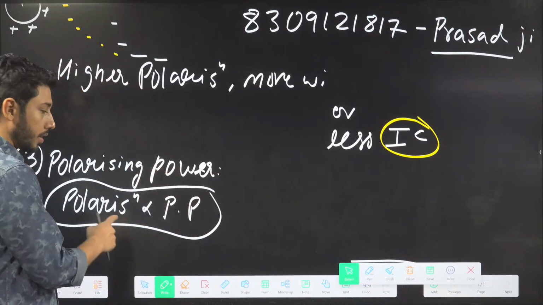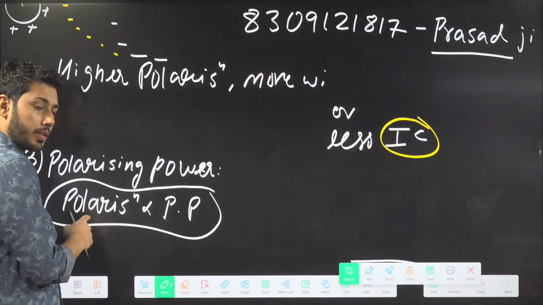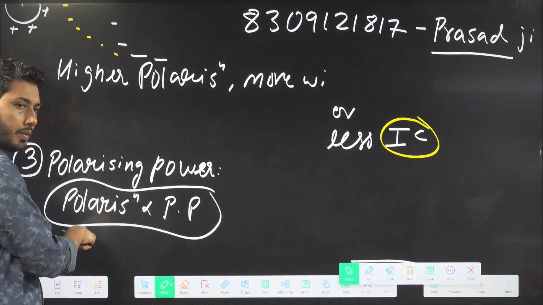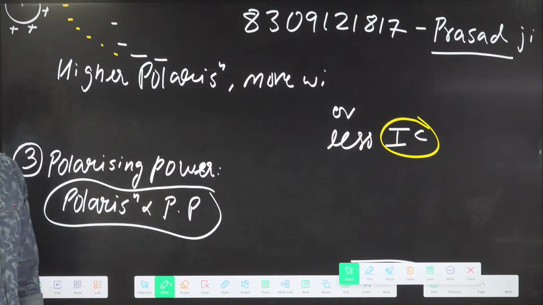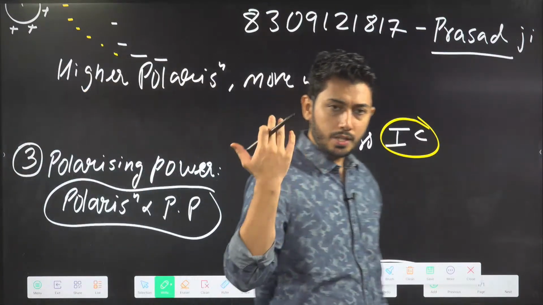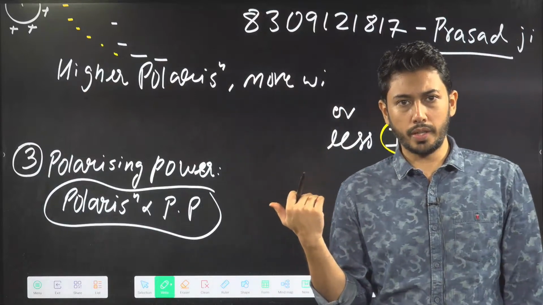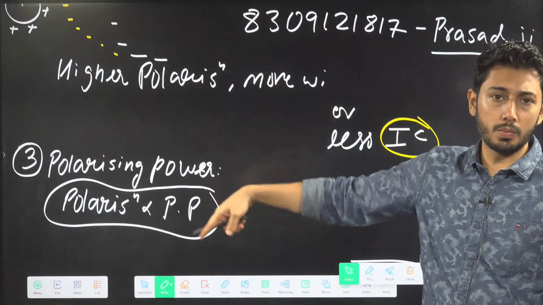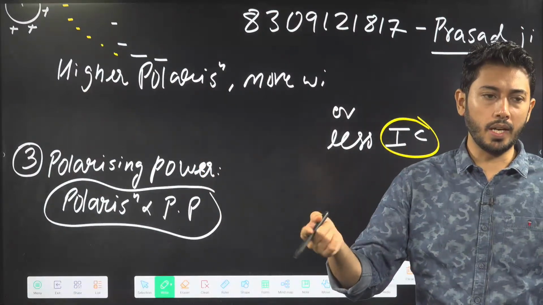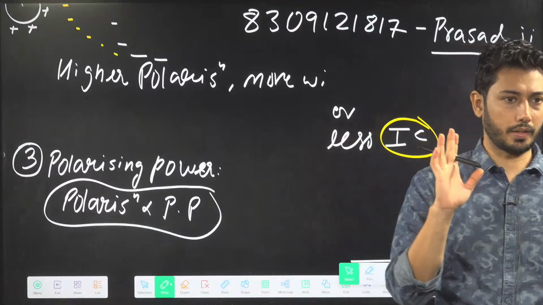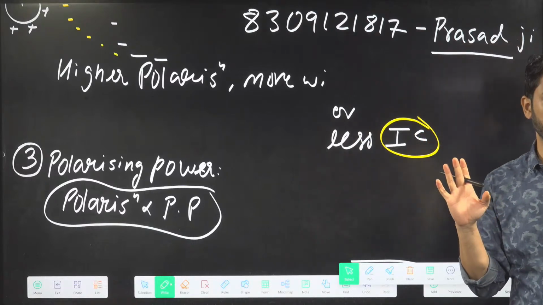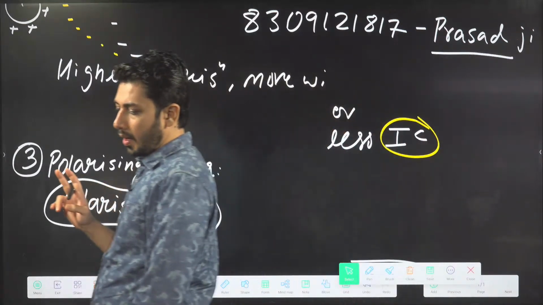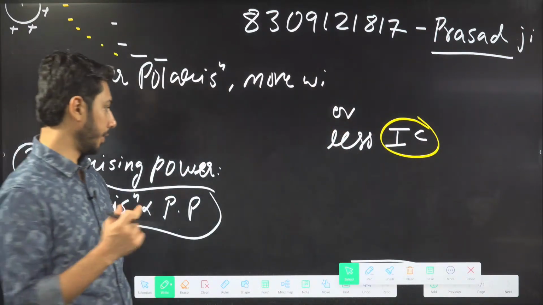So finally, what we can say in short, polarization is directly proportional to the polarizing power. That means more attraction or more distortion of the electron density takes place, hence more polarization. More polarization means more covalent character and lesser will be the ionic character. ठीक है? So polarizing power is a term for cation.